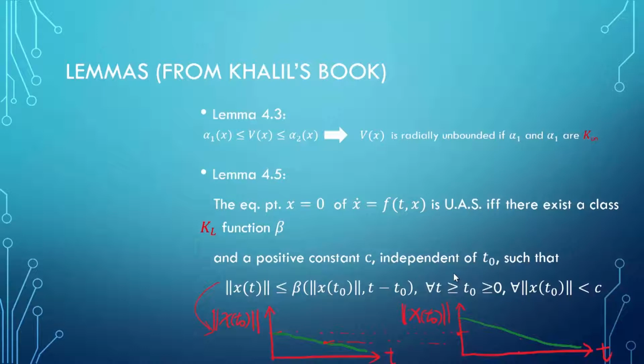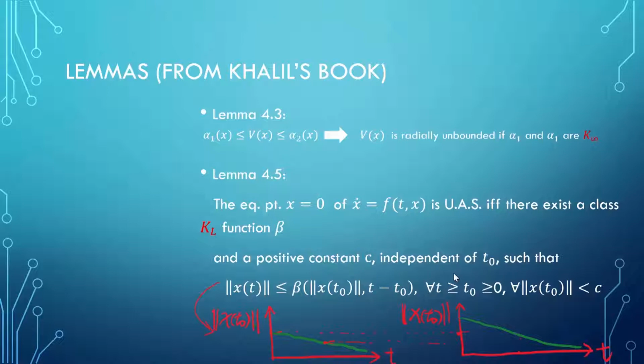In this Lemma 4.5, we said that if there exists a class KL function beta, and beta is a function of x and t, two elements, right? And for a class KL function, it increases with the first element and decreases with the second element, right?